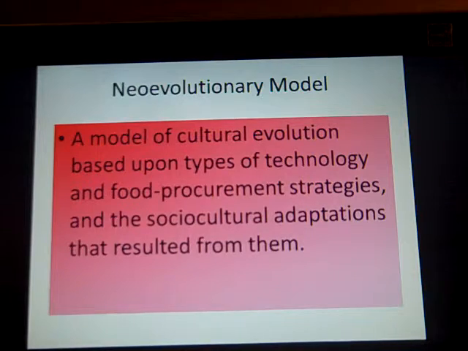Then we have the neo-evolutionary model. This model of cultural evolution is based upon types of technology and food procurement strategies and the sociocultural adaptations that resulted from them. So now we're focusing more on subsistence technology, or food producing technology.